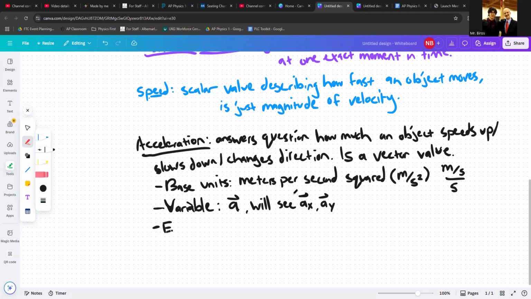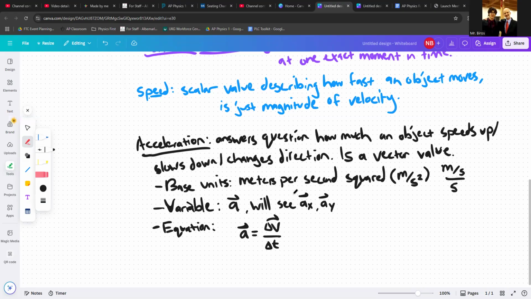Equations. Well, there's really only one equation, so I guess we'll just write the one. So the equation is simply the change in velocity that an object experiences divided by the change in time during which that change in velocity occurred. So acceleration, once again, is the change in velocity that an object experiences divided by the change in time during which that change in velocity occurred.